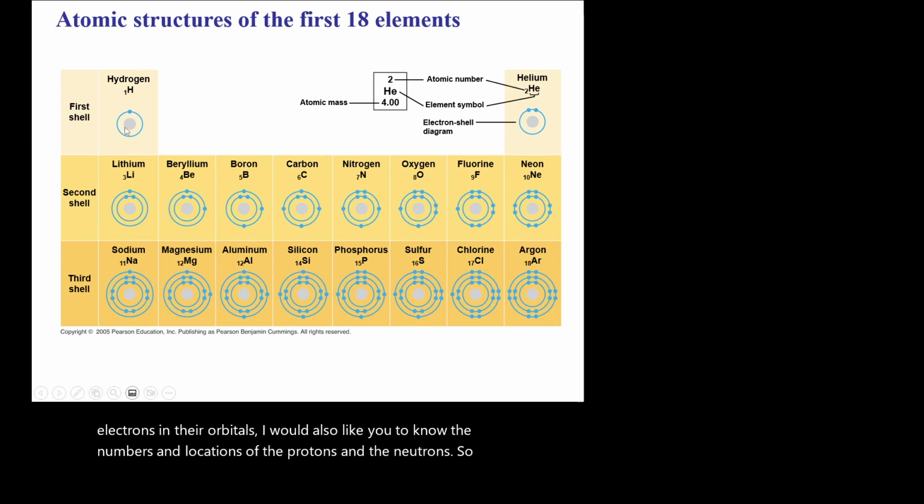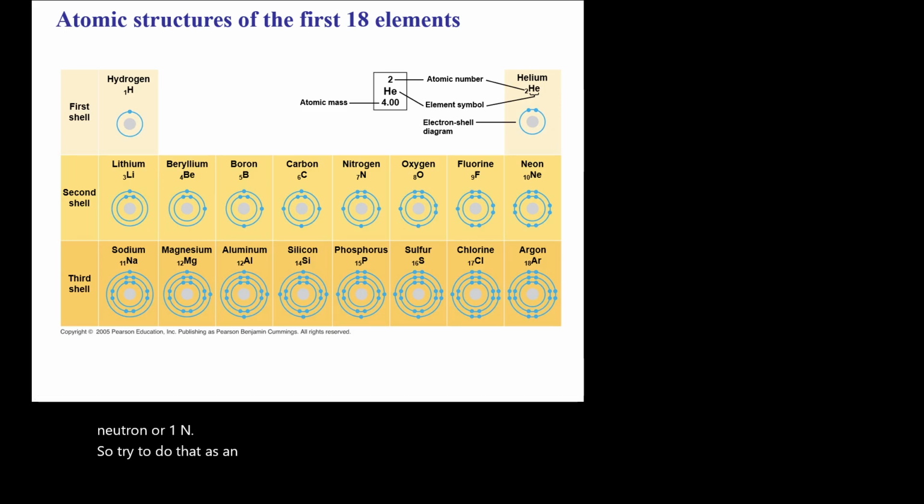So in the gray circle, the nucleus, you could draw, for example, for hydrogen, you would put 1 proton or 1 plus and 1 neutron or 1 N. So try to do that as an exercise, and we'll probably have some in class to practice as well.